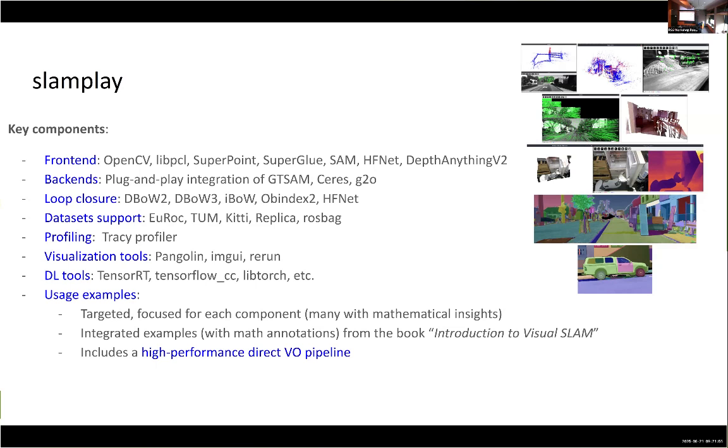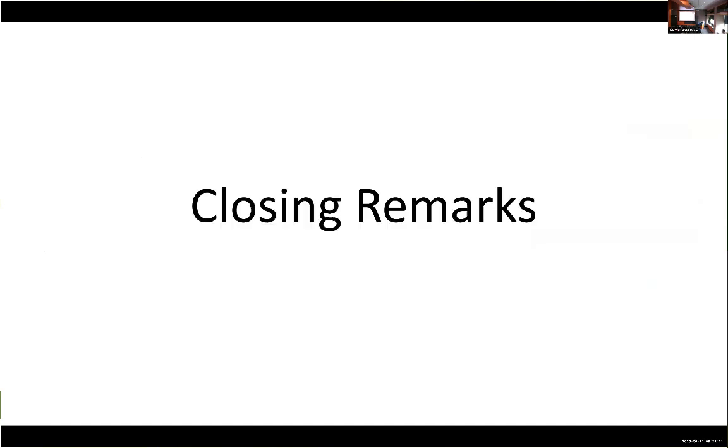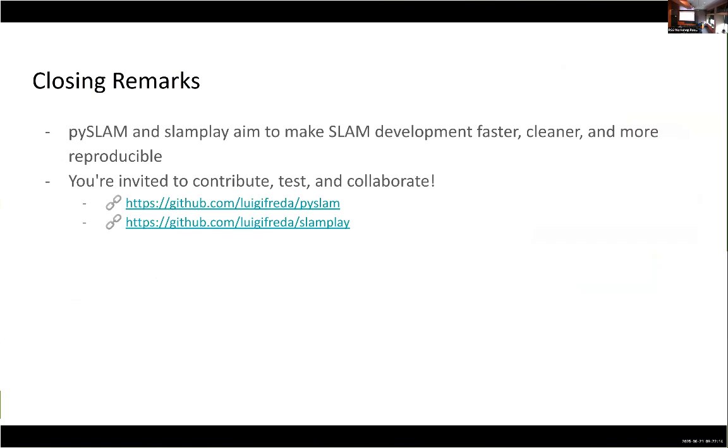So the objective is basically to lower the entry barriers and create a unified library for developing and experimenting with SLAM in C++, of course. So pySLAM and slamplay aim basically to make SLAM development faster, cleaner, and more reproducible. You have the links, you know where they are, and you are kindly and warmly invited to contribute, test, and collaborate. I'm always happy to have feedback and also PRs from anyone. Thank you.